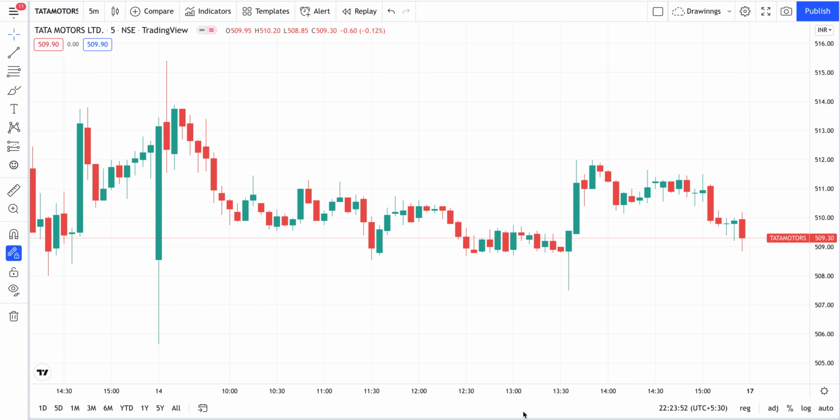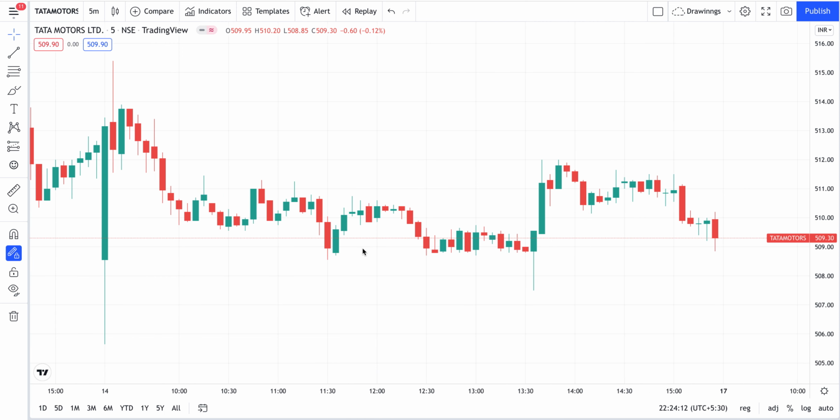Hi guys, today we are going to see how indicators are added to TradingView's chart. So we can see that I have added one of the stocks for study purpose. This is Tata Motors from NSE, National Stock Exchange. The chart is already shown here, and we are going to learn step by step how the indicators are added to this chart.